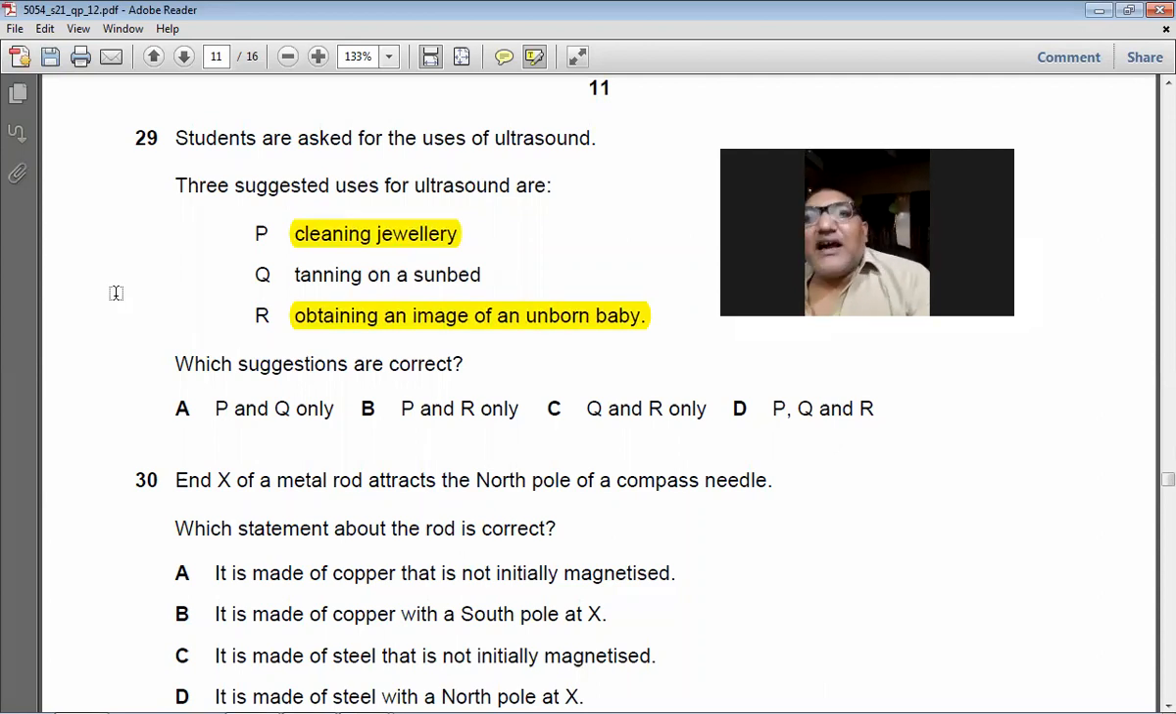So P and R are the uses of ultrasound. Which suggestions are correct? P and Q only, that is wrong. P and R only, yes, this is the option. So I think B is the right option, sir. Question number 29, B is the right option.